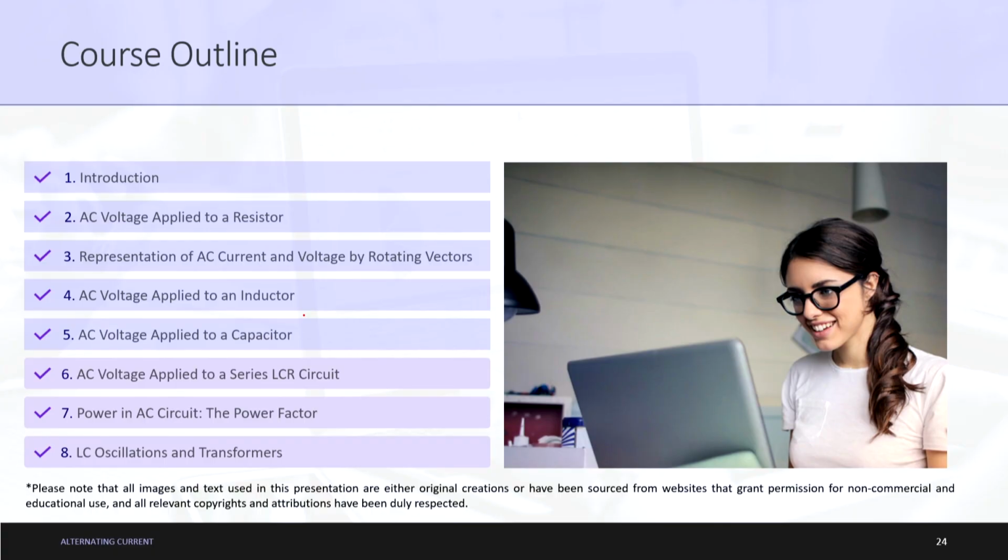We were at the end only. I think we did 2 examples, only one example is left. So, let us complete that example and then we can move forward to AC supply to a series LCR circuit.